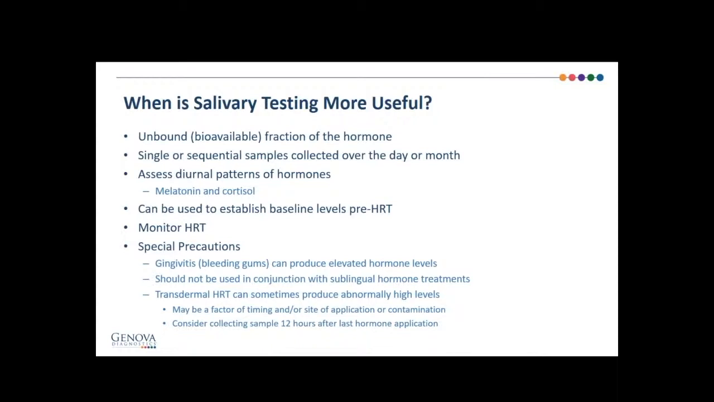So there are some special considerations or precautions. If your patient has bleeding gums, gingivitis, that blood that can come into the saliva testing can produce elevated levels of hormones. So you don't ever want to do salivary testing when there's gingivitis or bleeding gums. It should not be used in conjunction with sublingual hormone treatments. If you're using a troche under the tongue, a sublingual hormone, it's so close to the salivary glands that it can really give you outlier numbers.